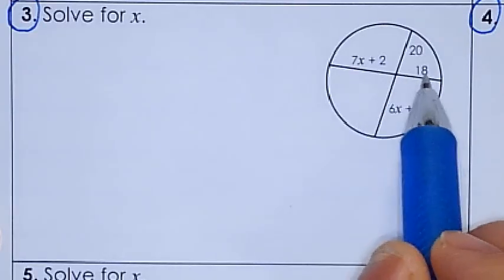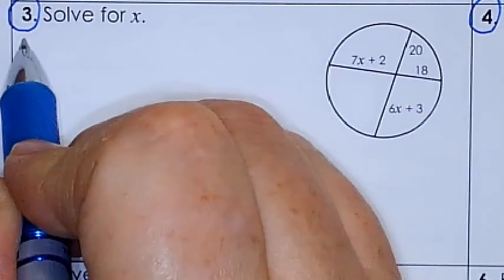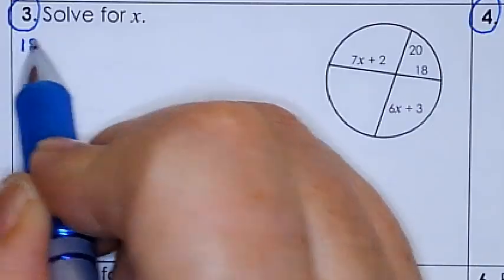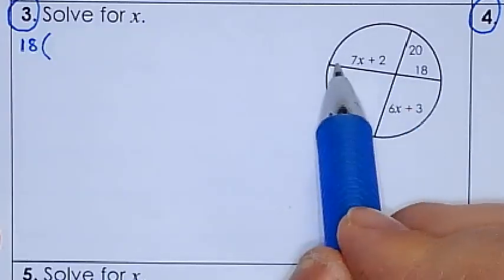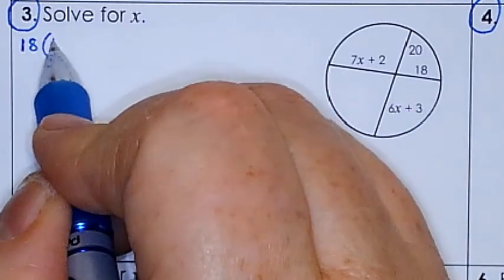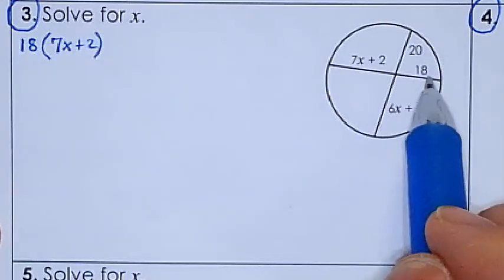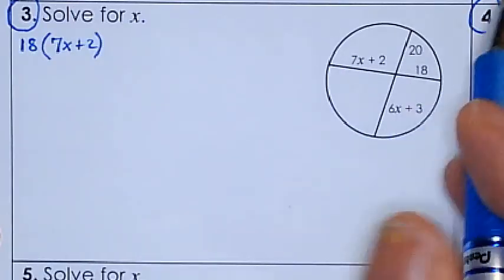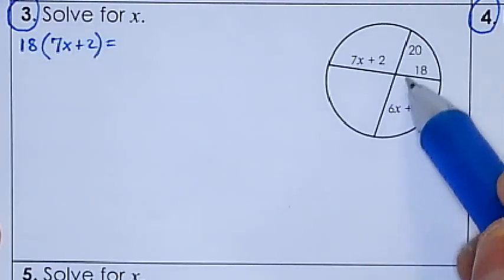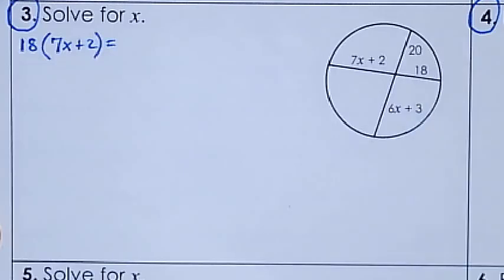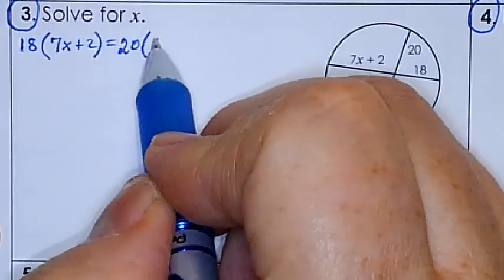I might start with just the number and multiply that by the other part of the same chord, which is 7x plus 2. Isn't that the product of those two pieces of the same chord? That's got to be equal to the product of the two segments of the other chord. Which one would I write first, the 6x plus 3 or the 20? I'd probably do the 20. I use a parenthesis before I put 6x plus 3. That ensures that I'll multiply straight through both values.